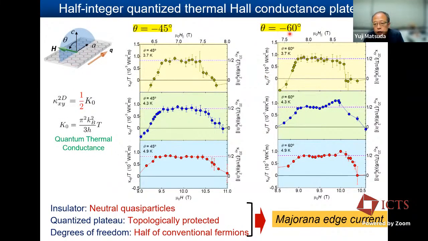If we tilt the angle to 60 degrees, we observe the thermal Hall plateau within this error bar. So this is an insulator, so the neutral quasiparticle response proves the thermal Hall effect. And the quantized plateau indicates topological protection. So the degree of freedom is half that of conventional fermions. So this result demonstrates the presence of Majorana edge current.